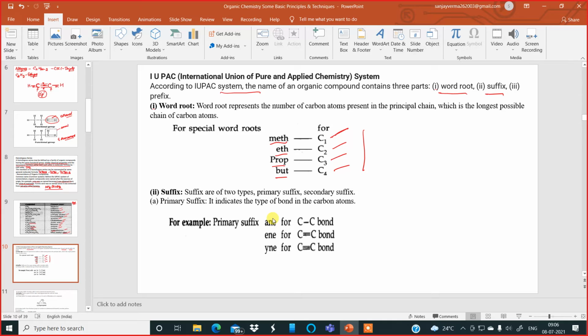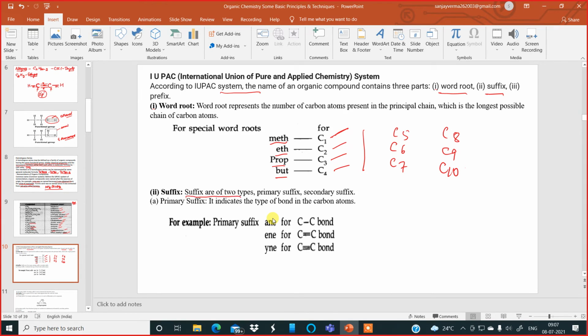C5, pent, hex, hept, oct, non, dec. So C5 is pent. C6 is hex. C7 is hept. C8 is oct. C9 is non. C10 is dec. So these are the special word roots for the number of carbon atoms present in an organic compound. Then, as I have told you, after the word root, we come to suffix.